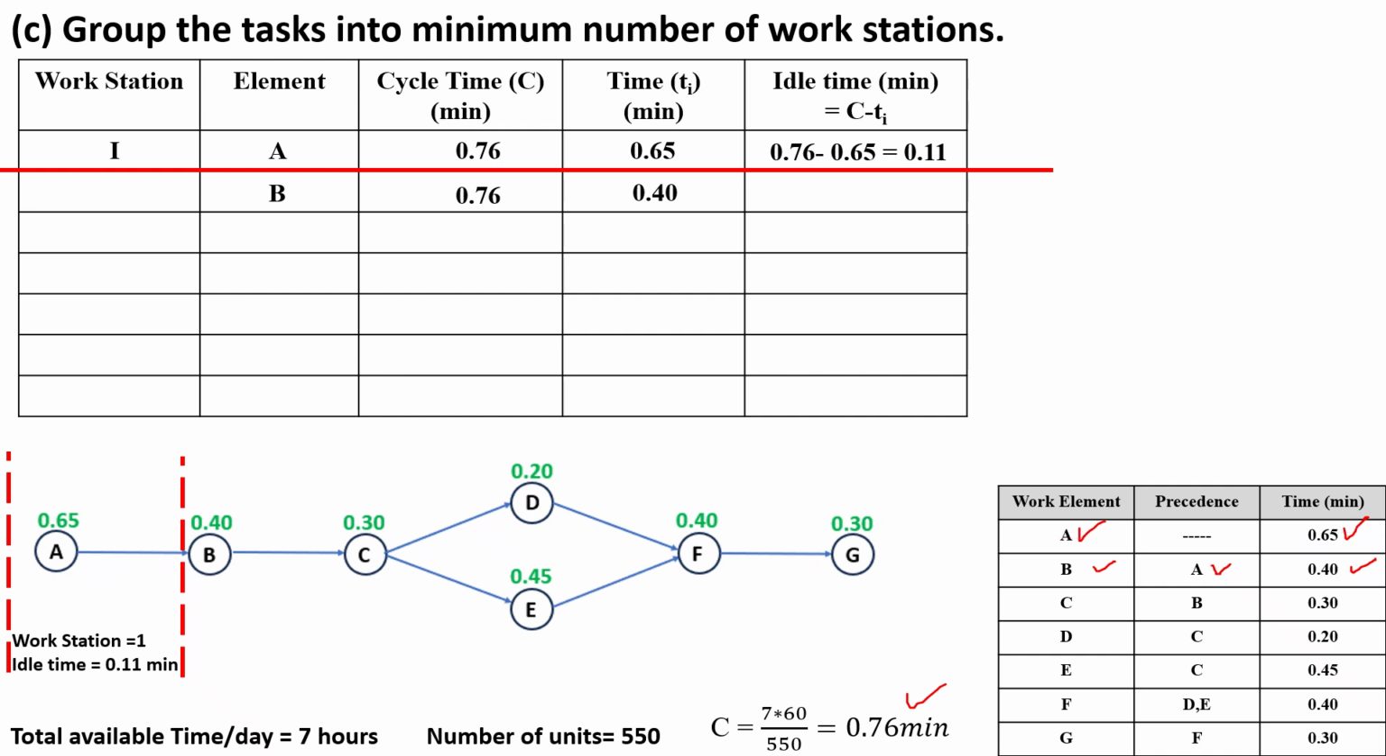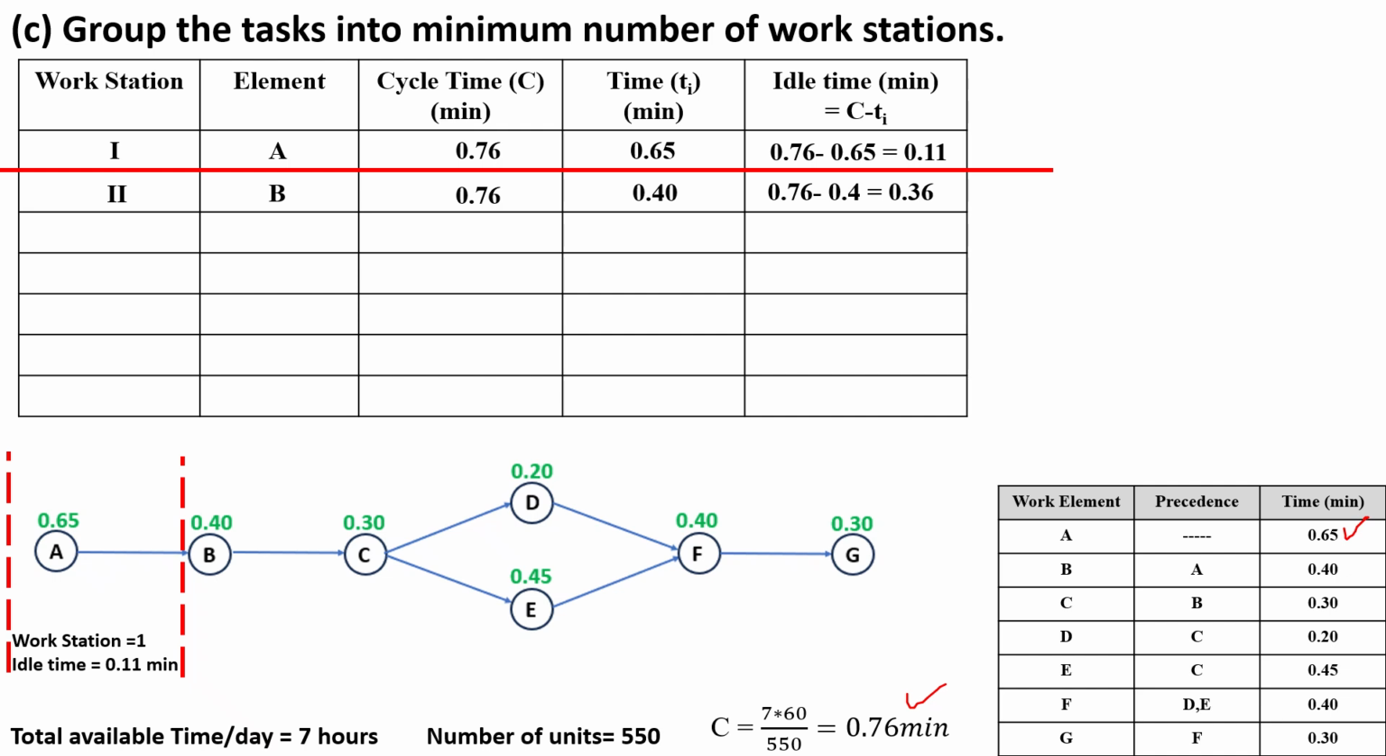So next we have to start with the element B in the workstation 2. So I have to start the workstation 2. In the workstation 2, the first element is the element B, and cycle time is 0.76, and task time for the element B is 0.4, and idle time will become 0.76 minus 0.4, which is 0.36.